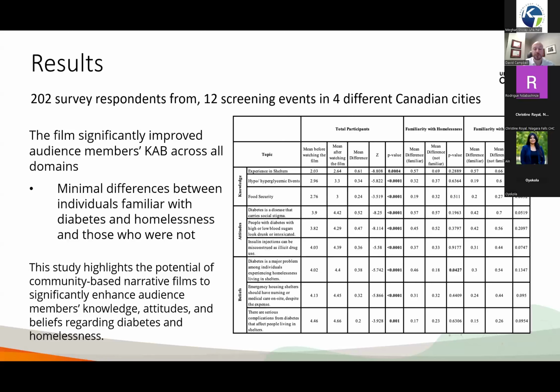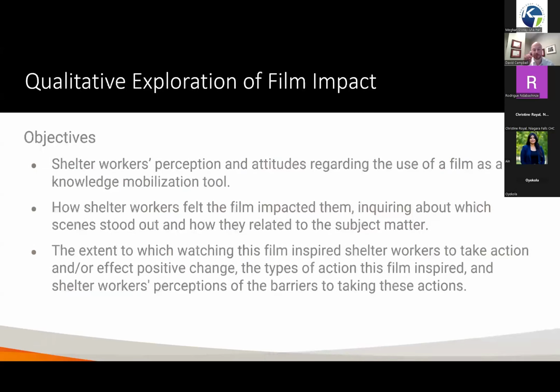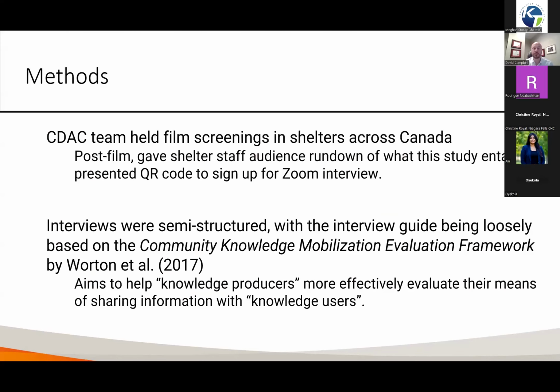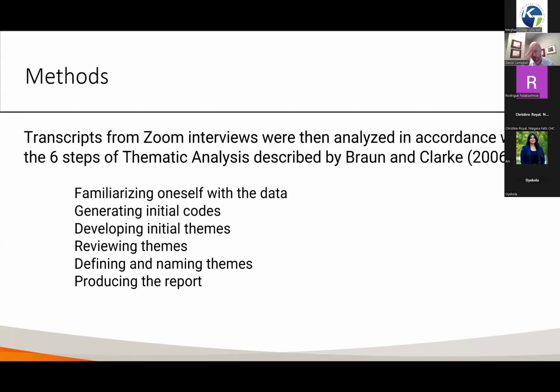So this is a quantitative way that we could study the film's impact, and we've also gone on to do some qualitative exploration. This is a study that my student Will Groenveld is currently undertaking. We've conducted these film screenings across Canada in various shelters, and we've invited shelter providers to participate in semi-structured interviews with us. So far, we've been analyzing these using thematic analysis.